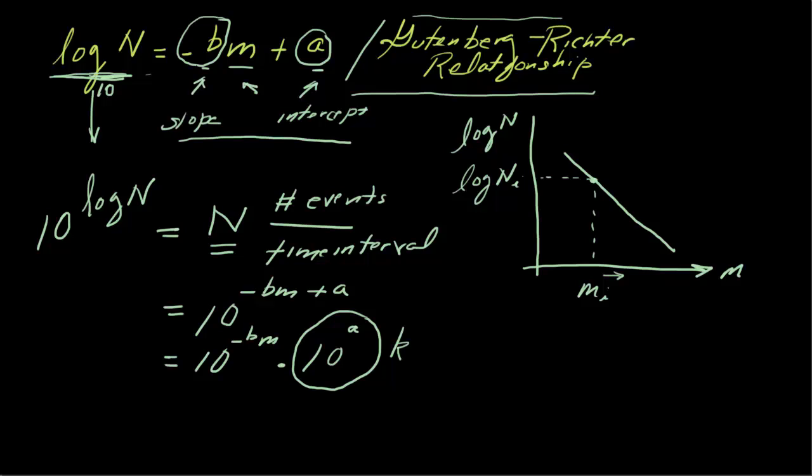And then our result is going to look like this, where we have the number of events of magnitude m and larger is equal to k times 10 to the minus bm. And again, if you have questions about this, come around. Hopefully this is beginning to look familiar to you and you're getting comfortable with these transformations.